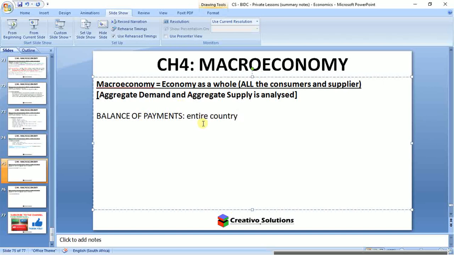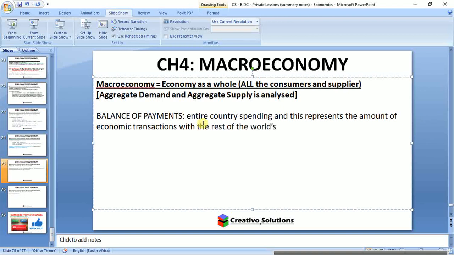Entire country spending, and this represents the amount of economic transactions with the rest of the world. So the balance of payments is basically going to look at how much we buy and how much we sell with the entire world. Okay, you would want what? More imports or more exports?